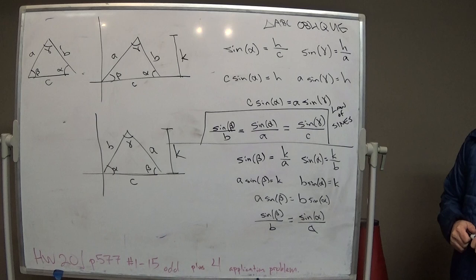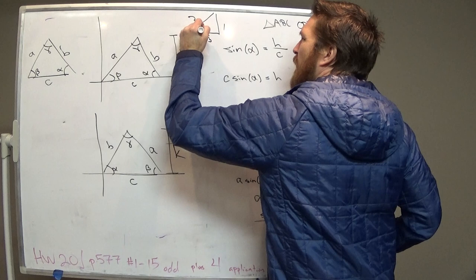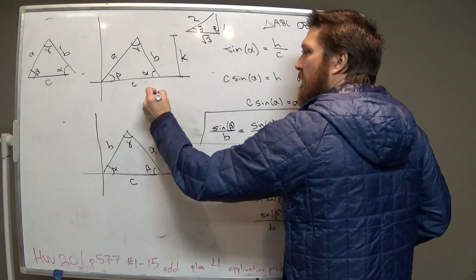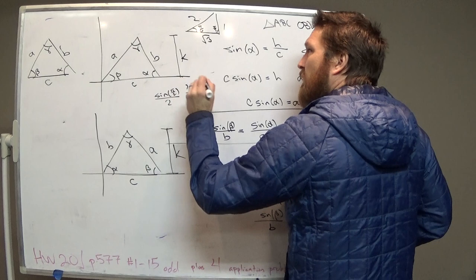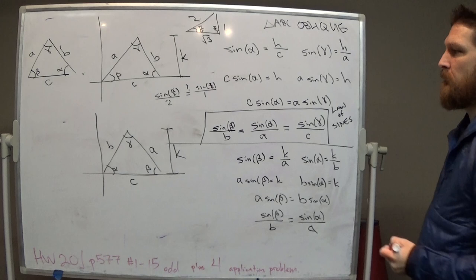Because let's just check. Let's use one that we know: 1, 2, square root 3. Here's pi over 6, and this one's pi over 2. So then, sine pi over 2 over 2. Is that equal to sine pi over 6 over the opposite, which would be 1? Sine pi over 6 is 1 half. It happens to work in that case.